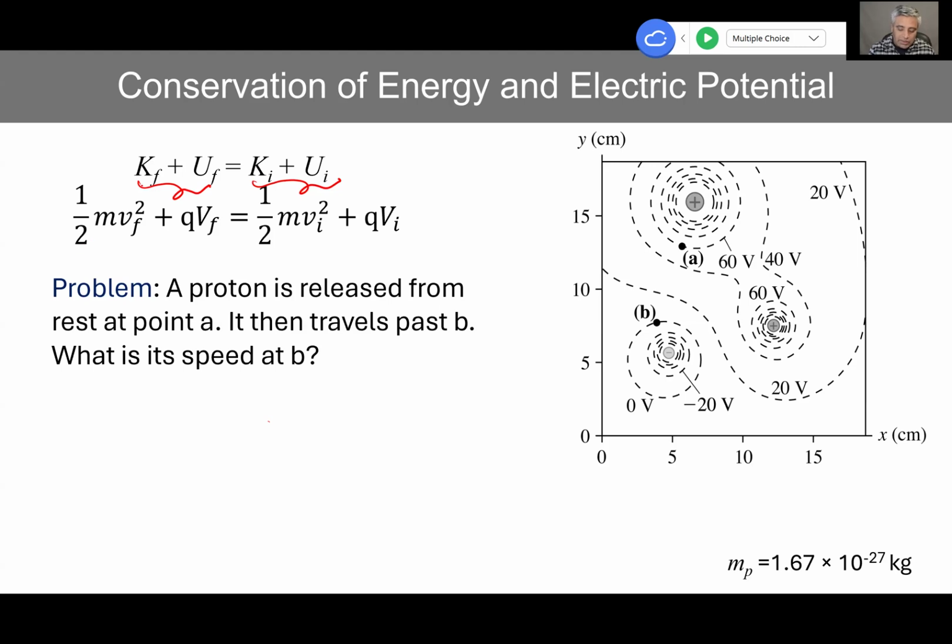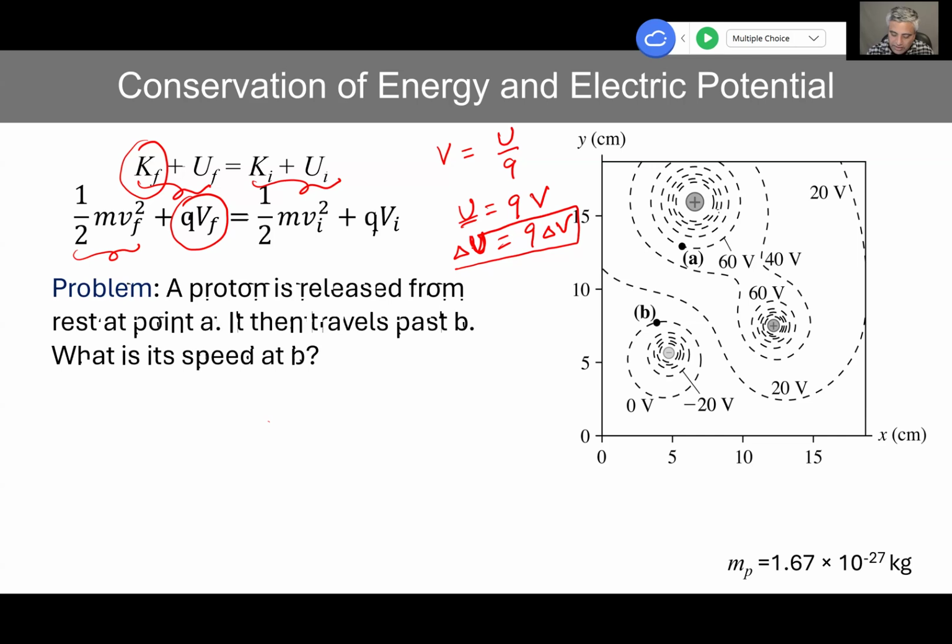Here, kinetic energy, because charges have mass, is mass times velocity squared, that is the kinetic energy. And for the potential energy, we define potential as energy divided by charge, which means potential energy is charge times potential. If we have a potential difference, then we can find the change in potential energy, Q times delta V. So this is potential at a point, and this is the change in potential between 2 points.